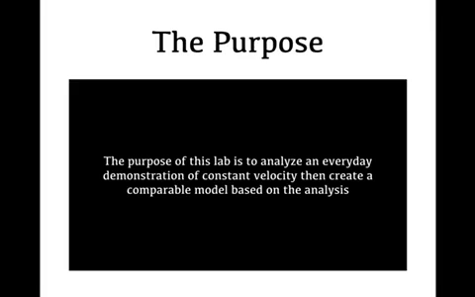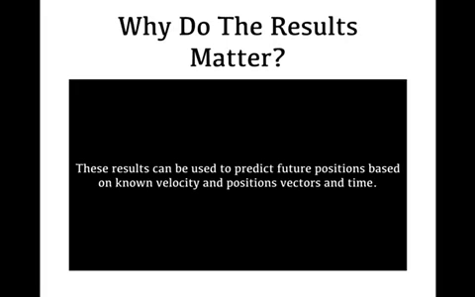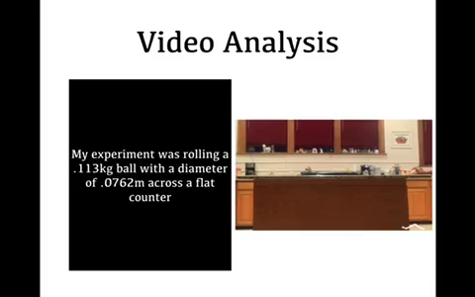Constant velocity. The purpose of this lab is to analyze an everyday demonstration of constant velocity, then create a comparable model based on the analysis. Why do the results matter? These results can be used to predict future positions based on known velocity and position vectors in time.